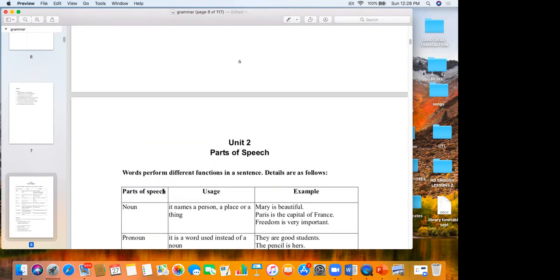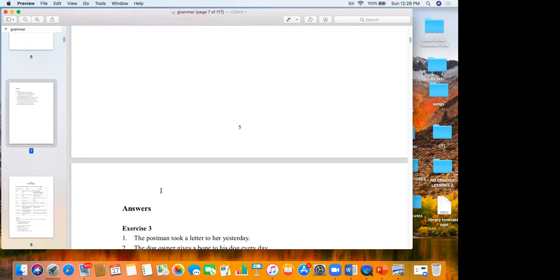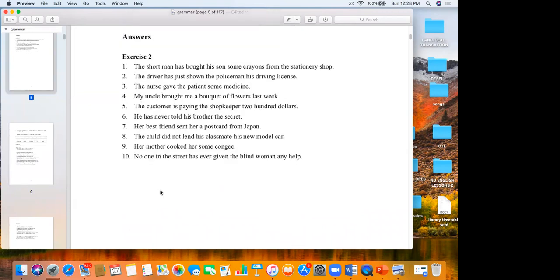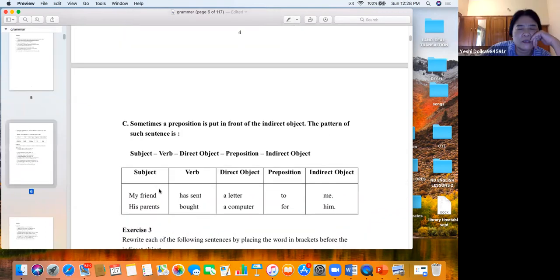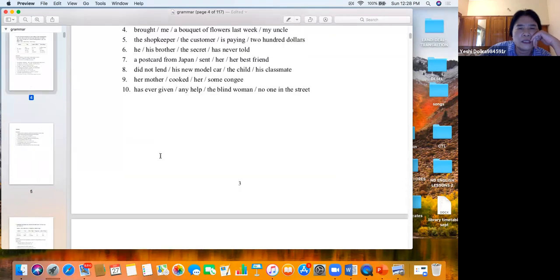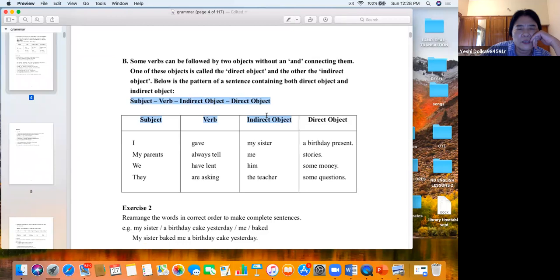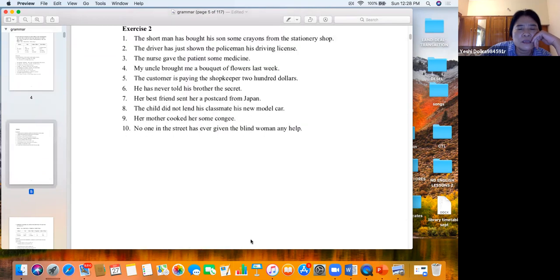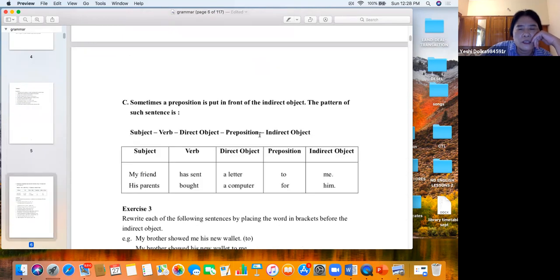Okay. So, did you understand? So this is the lesson. We were looking at this pattern here. But the same thing, the same pattern, same sentence with a similar meaning can be written with "to" or "for". Okay?